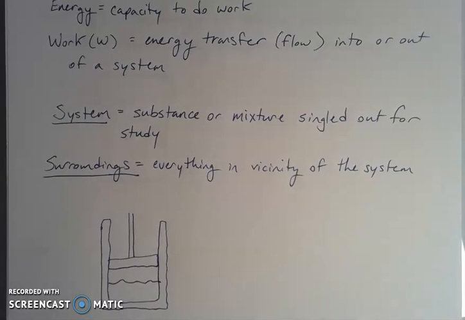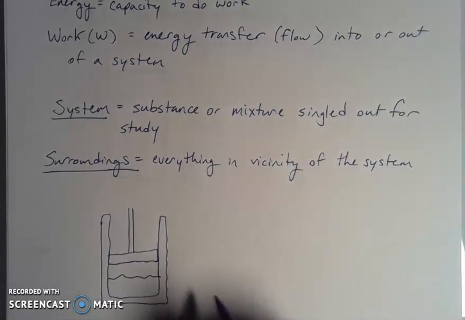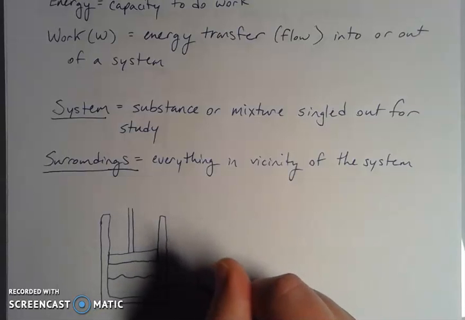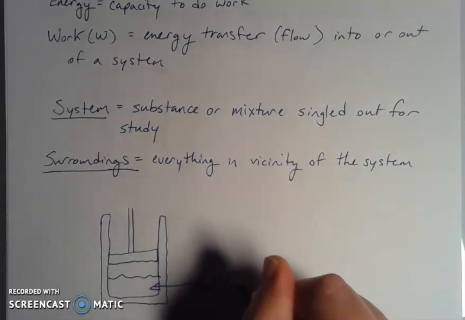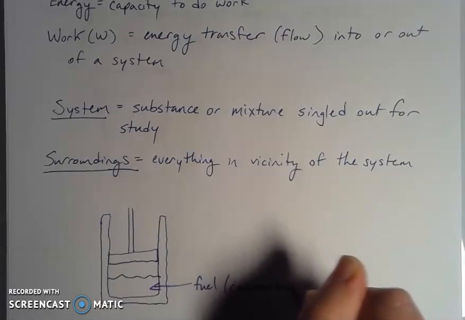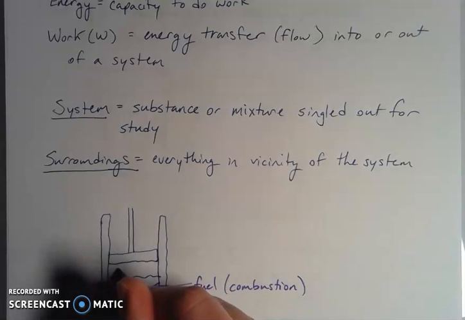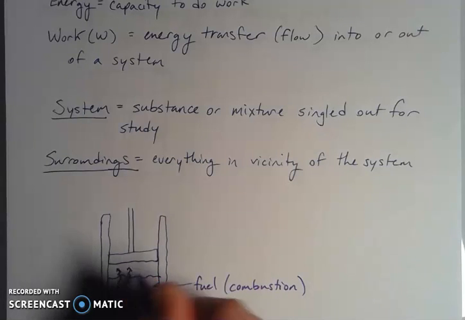So let's say that we have a piston here set up. It's a great little drawing. Let's say that we have some fuel in here. So let's say that we're going to do some sort of combustion reaction. So we have a hydrocarbon, we have some oxygen in there. We're going to do some burning of fuels. That's going to create some gases. These gases are going to be created in this space.